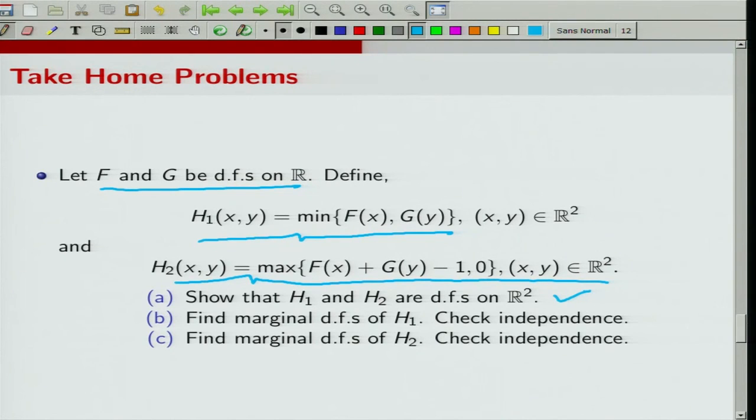Find the marginal distribution function of h1, which you have to do by taking first the limit x going to infinity and then the limit y going to infinity, and you have to check whether they are independent or not. Similarly, find the marginal distribution function of h2 and again check for independence under this model. So, take this as a take home problem.